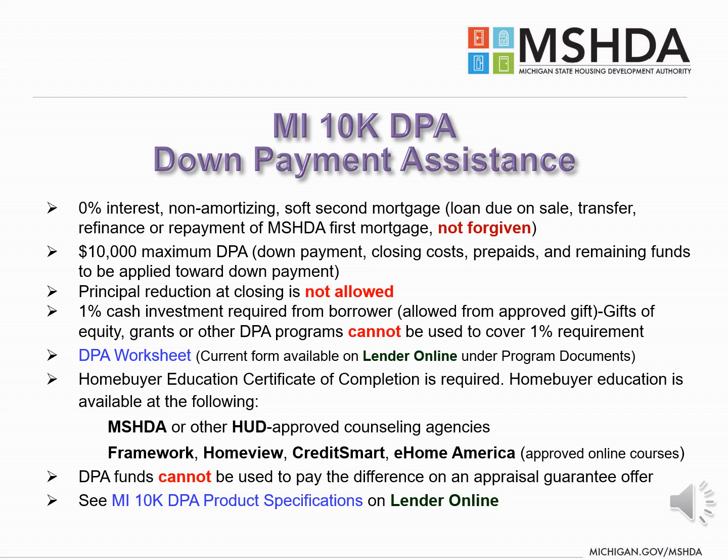A DPA worksheet is available for your use on Lender Online under Program Documents. Homebuyer Education Certificate of Completion is required. Homebuyer education is available at the following: MSHDA or other HUD-approved counseling agencies, Framework, HomeView, CreditSmart, eHome America approved online courses. DPA funds cannot be used to pay the difference on an appraisal guarantee offer. See My 10K DPA product specifications on Lender Online.